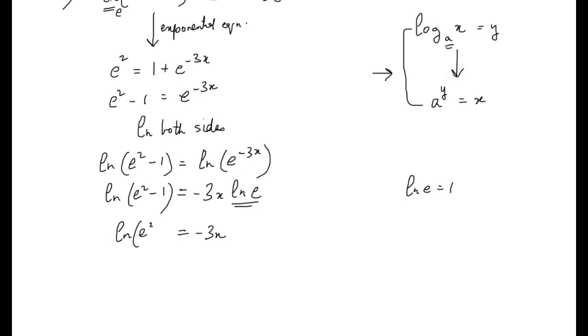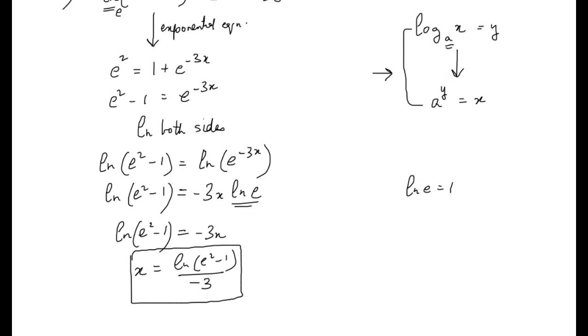So we have ln of e squared minus 1. Now all I have to do is make x the subject. So x is equal to log of e squared minus 1 over minus 3. I'm going to leave it like this. This is an exact answer. If they say give your answer to 3 significant figures or 2 decimal places, you can follow those instructions.